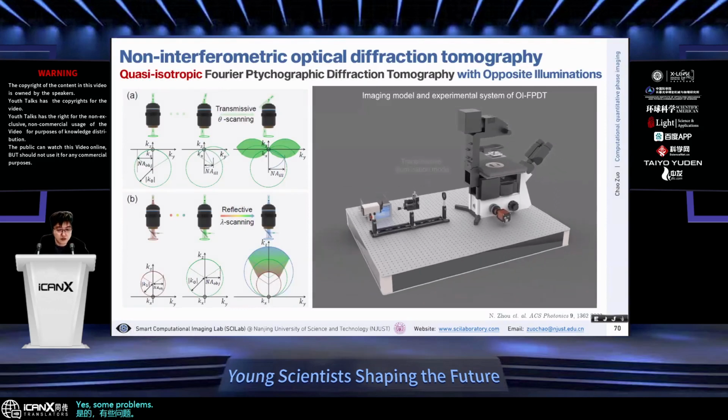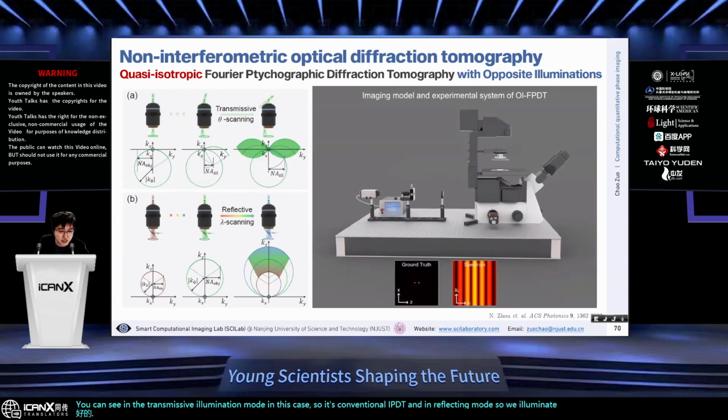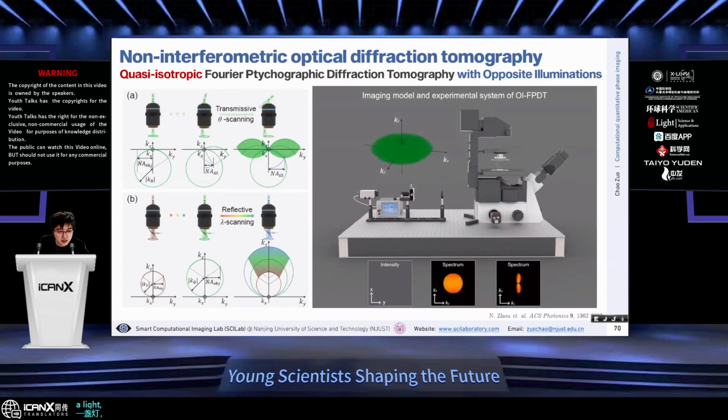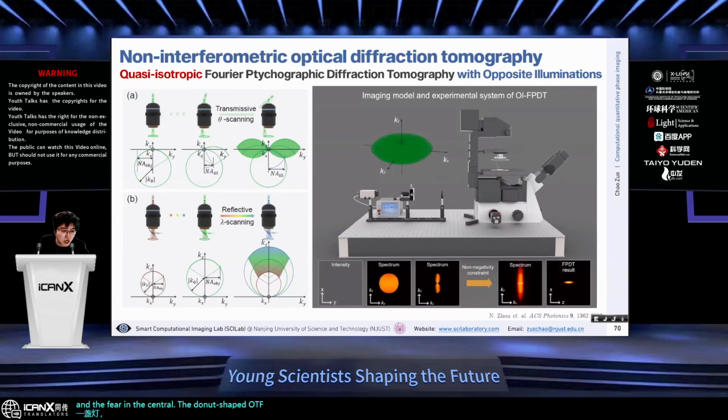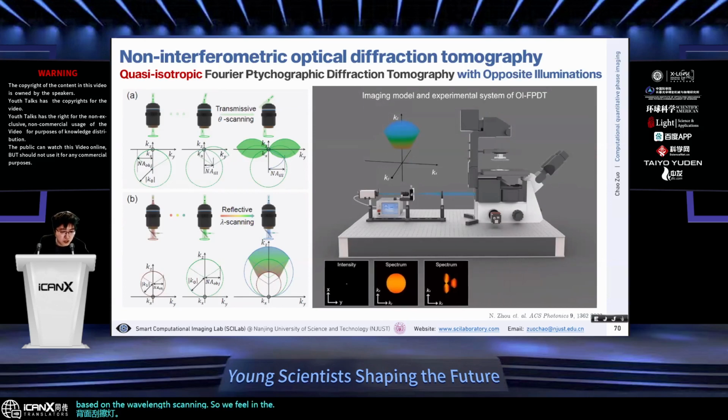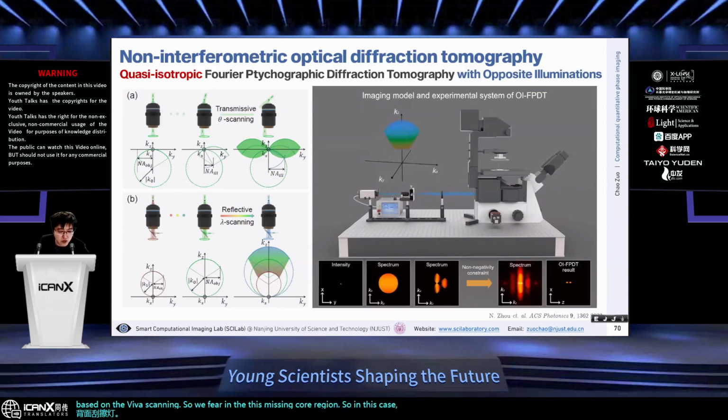Okay, it works. You can see in the transmissive illumination mode, it is conventional IPDT, and in reflective mode, we illuminate the sample using different wavelengths. We first capture the transmitted light, and we fill in the central donut-shaped OTF. After that, we switch to the incoherent back-scattering light based on wavelength scanning, so we fill in this missing cone region. Combining these two spectra, we get a better resolution. We can resolve these two dots very nearby.